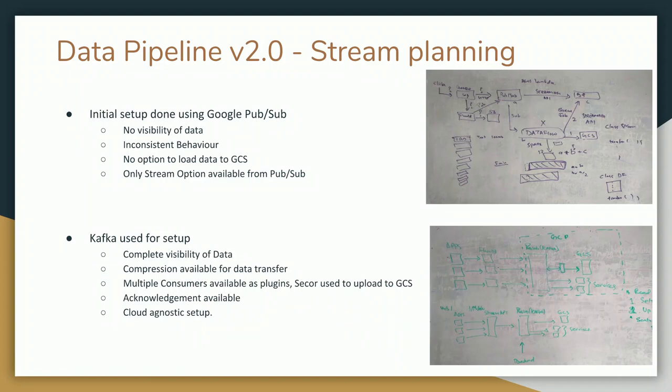Also, we have acknowledgments on Kafka. We send a data point, and Kafka can send an acknowledgement that it has received it. If you don't receive it, you can replay that event. Also, you can deploy a Kafka cluster anywhere. You don't have to worry about whether it's AWS or Google Cloud or Azure. You can just deploy a cluster and start using it.